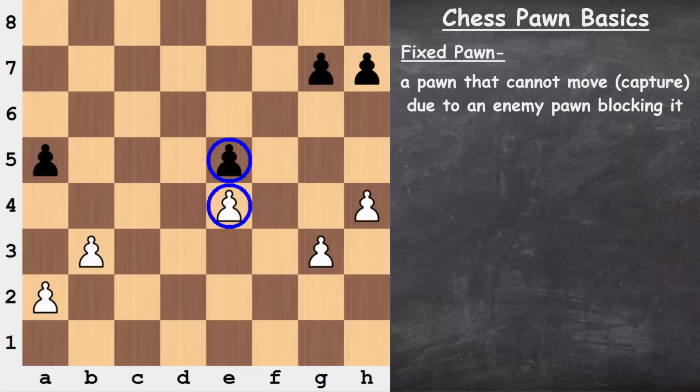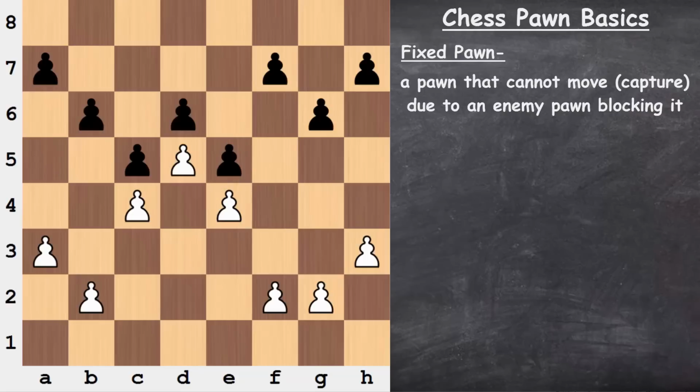Let's have a look at another example of fixed pawns in this position. These pawns here are all fixed. We might also consider this as a closed center when we identify certain positions in chess. Sometimes we identify it as an open position. Open positions are where several pawns have been exchanged. Other positions are closed. This would be an example of a closed position, one where we have many instances, in other words, of fixed pawns.